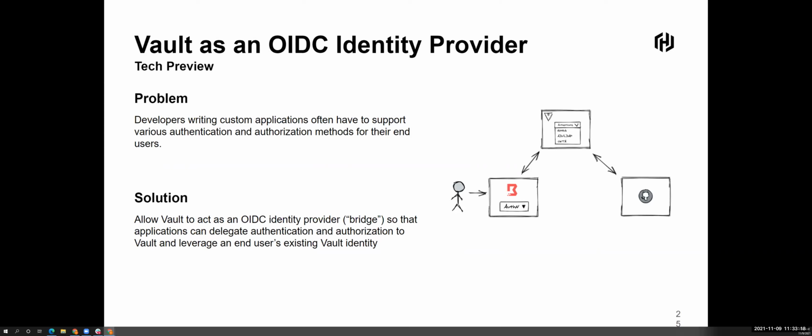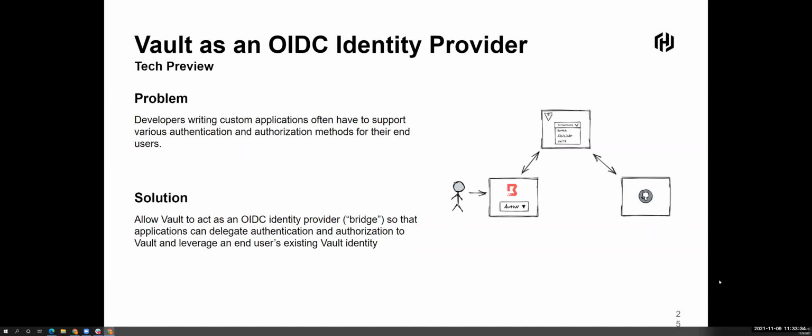One of them is Vault will start acting as an OIDC bridge or an OIDC provider. In this case, the example is, let's just say you're writing your application, but you want to delegate authentication and authorization to Vault.